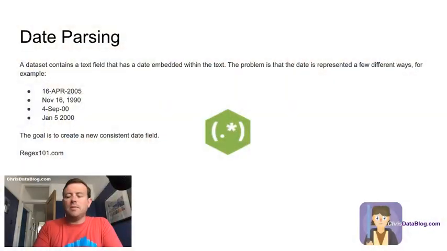If we take a look at weekly challenge number 4, this one is called date parsing. So I'll just bring this up on the screen. What we're looking at now is a data set that contains a text field which has a date embedded within the text.